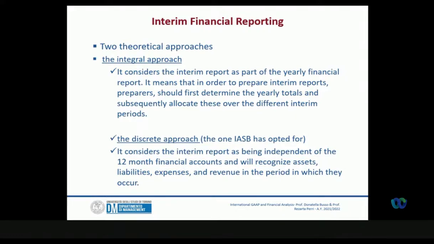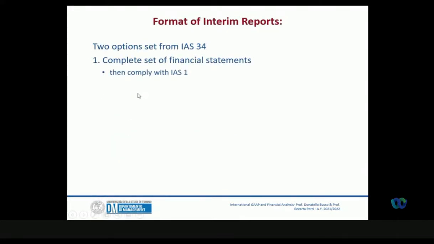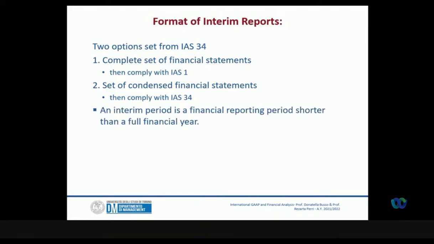We should calculate, for example, the depreciation not on a yearly basis, but on a quarterly basis. Even with straight line depreciation, that would mean more calculations. But still, this is the approach that is being encouraged by the board. As for the format of the interim report, there are two options. You can either prepare the complete set of financial statements, and in this case, you will follow the format of financial statements that are advised under IAS 1, or you can follow a set of condensed or summarized financial statements that are provided under IAS 34, the standard that we are explaining.